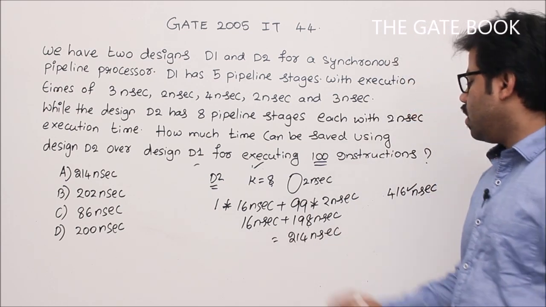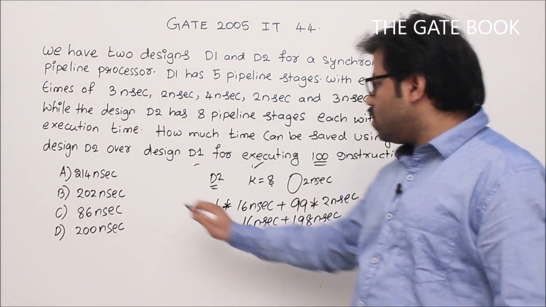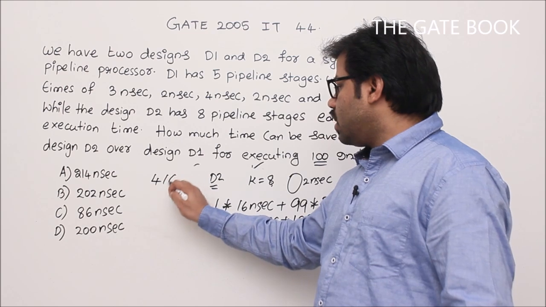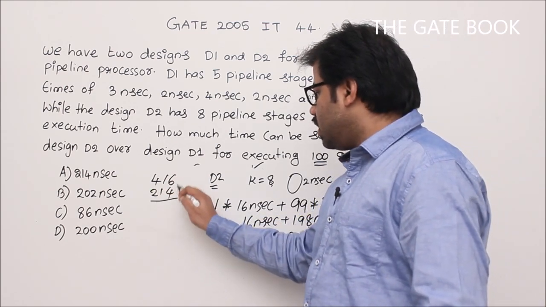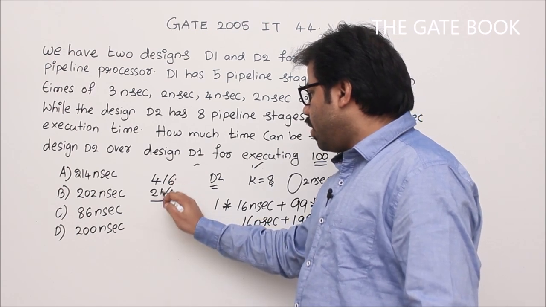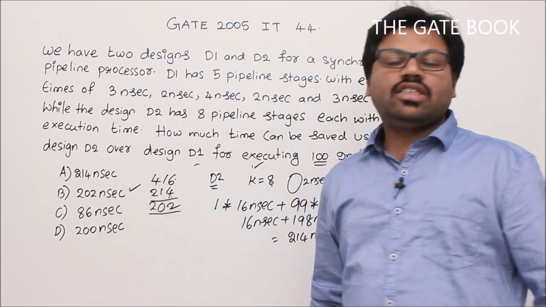Now the question is, what is the time saved? How much time do you save if you use D2? Instead of 416, you used only 214. Then how much is saved? 6 minus 4 is 2, 1 minus 1 is 0, 4 minus 2 is 2. 202 nanosecond, right? This much time is saved.